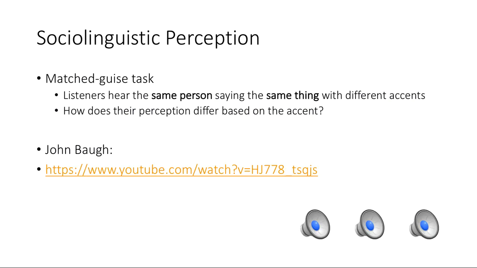In this context, I want to introduce a type of experiment that I don't think we've talked about before in this class. It's called a matched guise task. In this context, you have listeners who are the experimental participants, hearing the same person saying the same thing, but speaking with different accents, saying the exact same content. The question is, how does the listener's perception differ based on just the accent? I'm going to send you to a pretty short video here. Watch that and then come back after you've watched it.